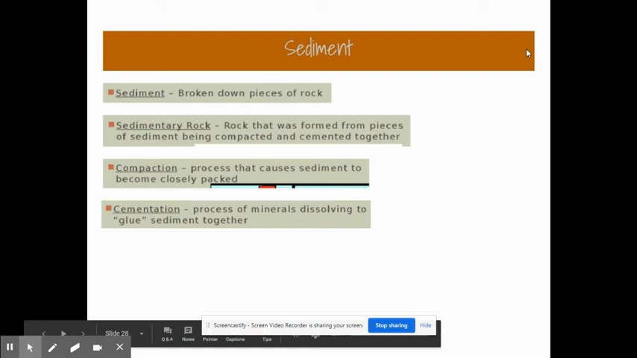Compaction is the process of sediment becoming closely packed. So it's getting squished together, squeezed together, packed together, however you want to think of that. And cementation is the process of minerals dissolving to glue sediment together. So our model today is actually an edible model. Unfortunately, you are not at school to get to eat the model, but you can still participate in part of the activity at least. So we needed these definitions. Remember that compaction is where it gets squeezed together. Cementation is where it gets glued together.